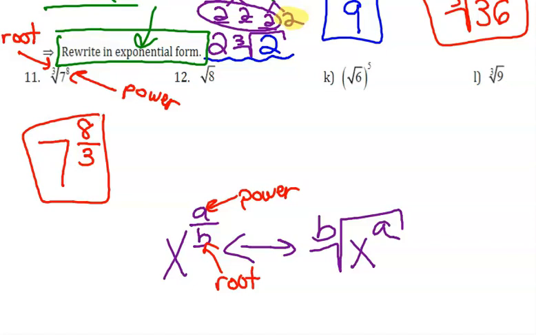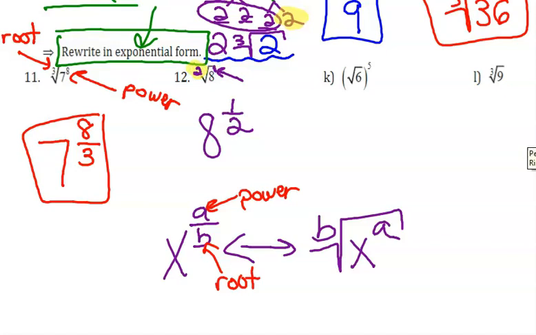All right, now let's try the next one. There's nothing on the outside, folks, so then I know that it's a square root. And the power, there's nothing there, so the power is 1. So in order to rewrite the square root of 8, that would just be 8 to the 1/2, because there's an invisible 2 here, and there's an invisible 1 there. So 8 to the 1/2 would be your answer.